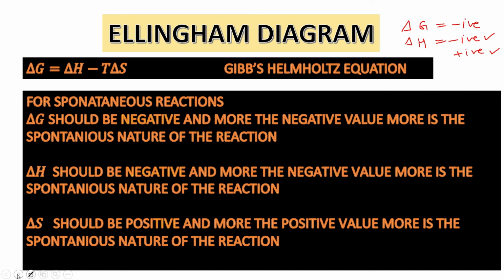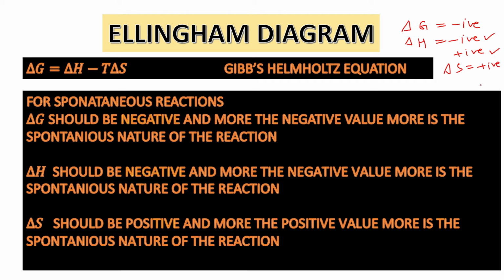After that, you can see my third important parameter, delta S, which is the entropy change. That entropy change should also be positive, and the higher the positive value of the entropy change, that is delta S, the more spontaneous the nature of the reaction. So you should remember these points. These are very, very important points. I can write here: delta S should be positive.